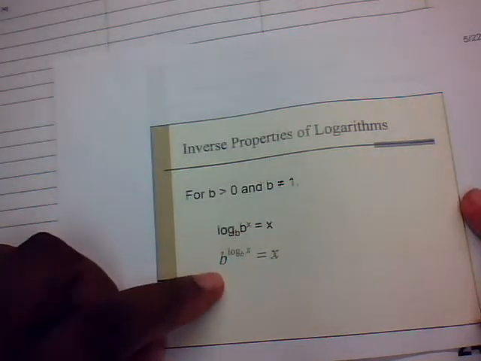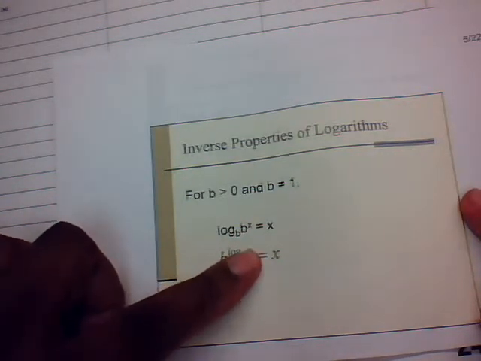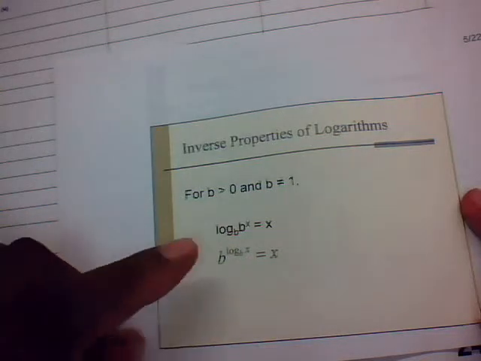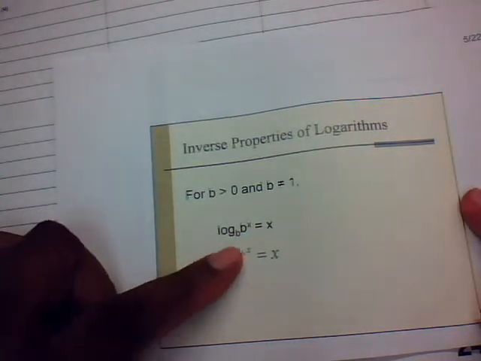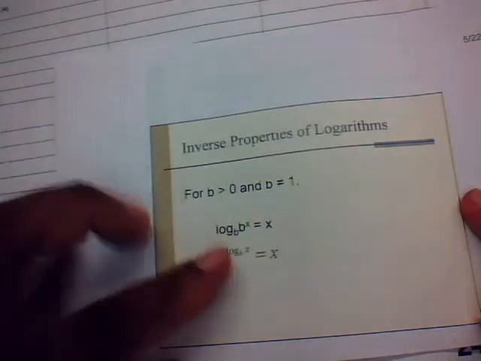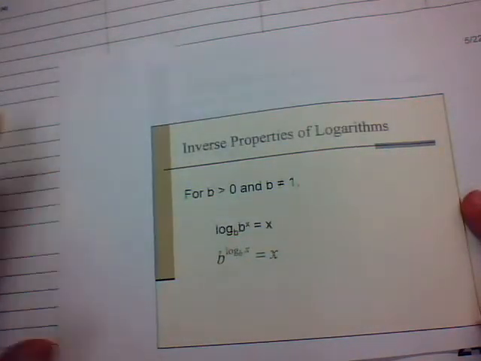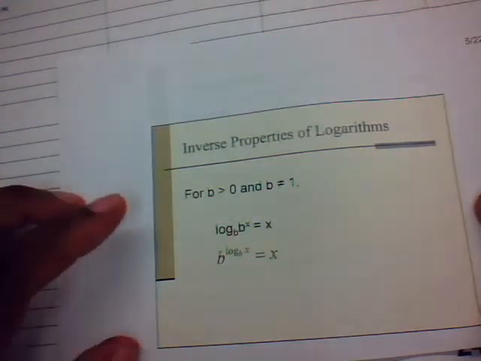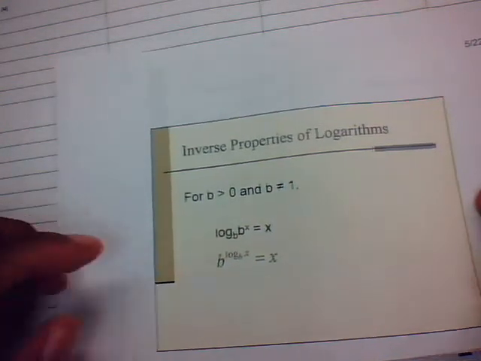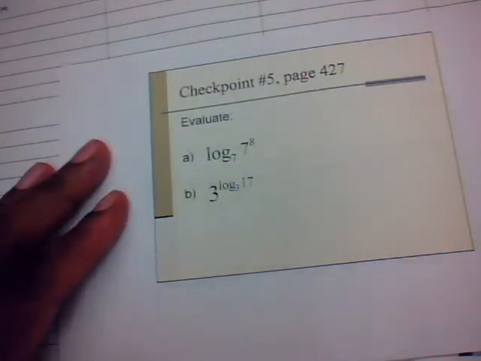And also, b to the log to the base b of x is also x. So b and log to the base b are inverses. They can cancel. You're left with just x. We can apply these two inverse properties to these types of problems.